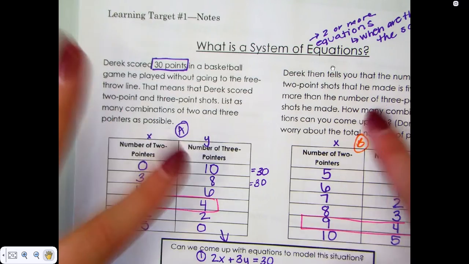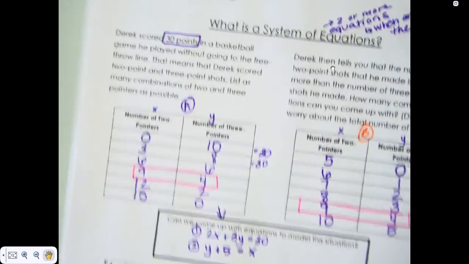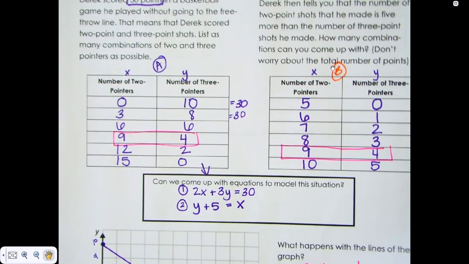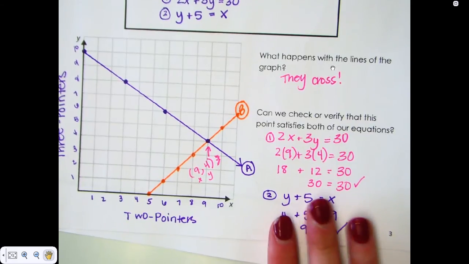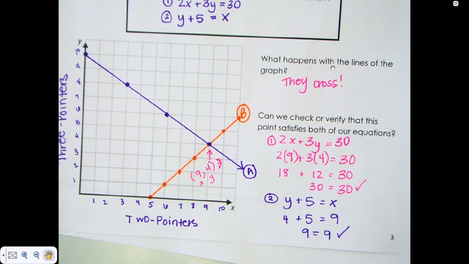You're given 2 types of constraints and you're looking for where they meet. So that is the first part of this video. You might be asked to check points like this or to come up with tables or scenarios in the following questions.